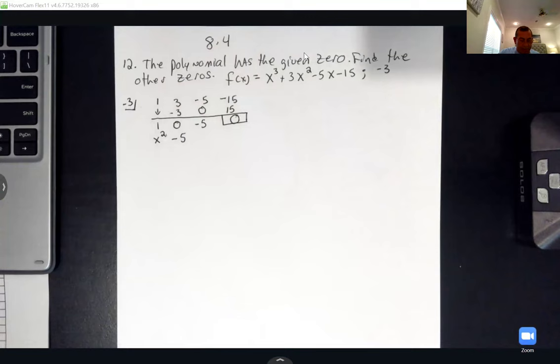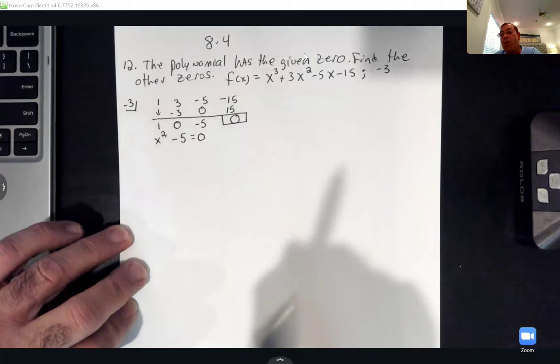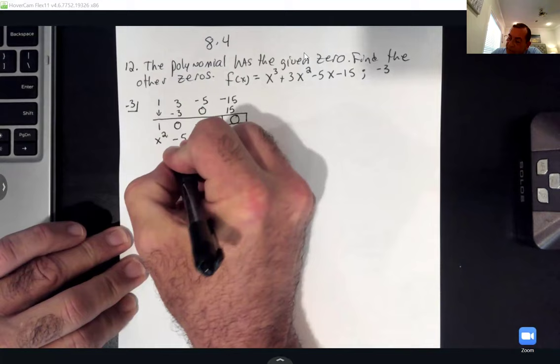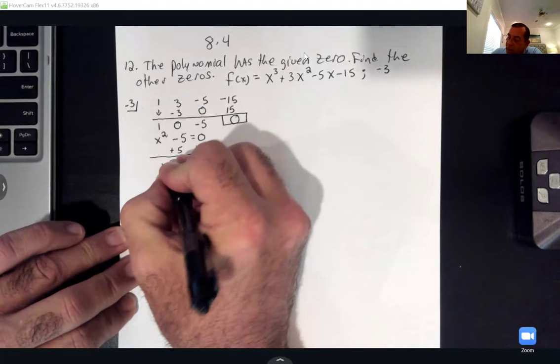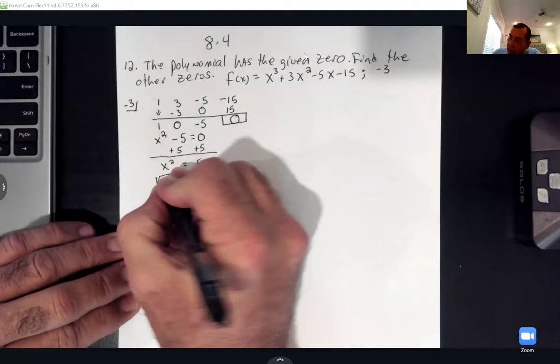So this is the polynomial, and since there's no x term on that, I'm going to set that equal to zero. And I'm going to solve this by doing the square root instead of the quadratic formula because that's a little bit easier. So y'all, to do the square root on this, I'm going to add 5 to both sides. That'll give me x squared over here equals a positive 5. And then square root both sides. Remember, that's a number, so you got to use your plus or minus square root of 5.